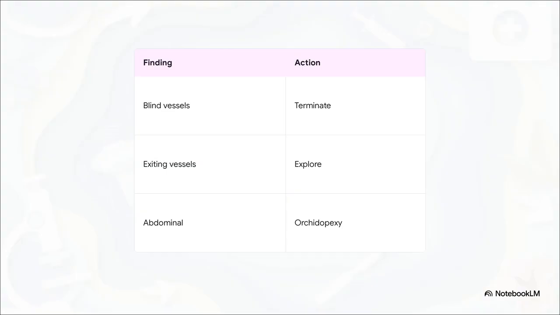The correct move here is to terminate the procedure immediately. Why? Because those blind-ending vessels definitively prove monorchia, which is the congenital absence of the testis, likely from a vascular accident while still in the womb. There is simply no viable tissue left to salvage, so you stop right there.